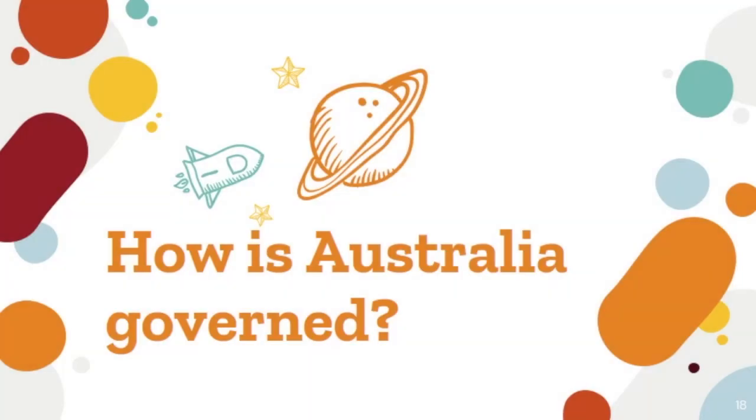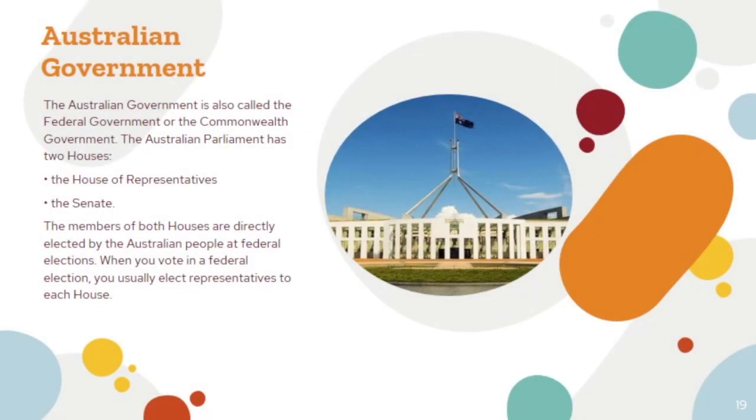How is Australia governed? The Australian government is also called the federal government or the Commonwealth government. The Australian Parliament has two houses, the House of Representatives and the Senate. The members of both houses are directly elected by the Australian people at federal elections. When you vote in a federal election, you usually elect representatives to each house.